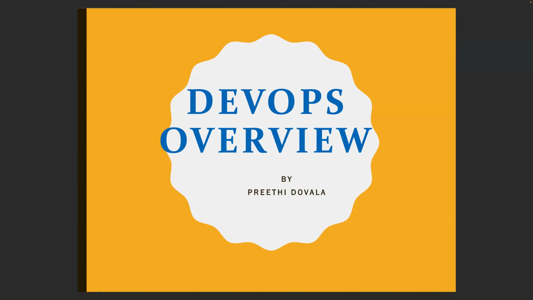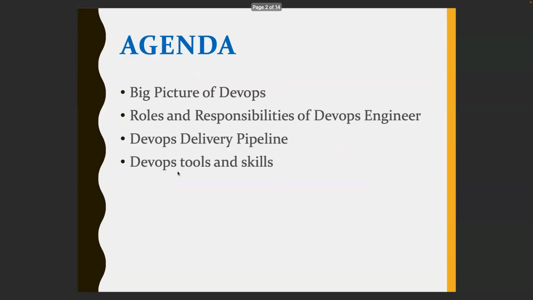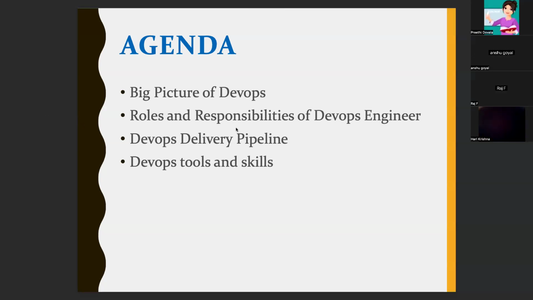Today is day one, a demo or intro, so that we get familiarized with a high-level picture of what DevOps is, why you need DevOps, why we are here, and who should learn it. This session will answer the majority of the questions you may have about DevOps, right? That's the objective of today's class. You will get a big picture of DevOps, the roles and responsibilities of a DevOps engineer, and DevOps tools and skills. These are the things we'll be dealing with today.